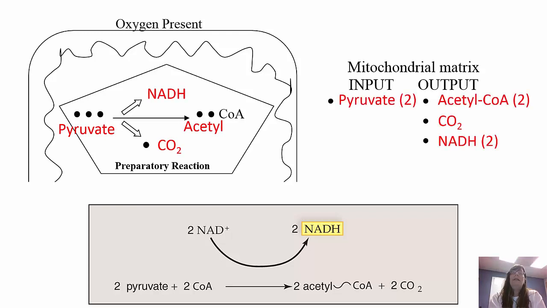So when oxygen is present, the pyruvate is going to bind with coenzyme A. It's going to be cleaved into acetyl groups, and carbon dioxide is going to be a byproduct. So the input is pyruvate, the output is acetyl coenzyme A, carbon dioxide, and NADH. There's 2 of those molecules.